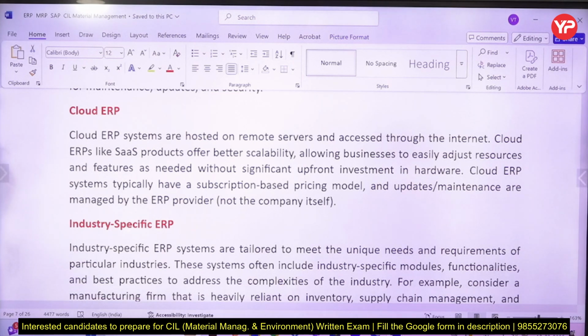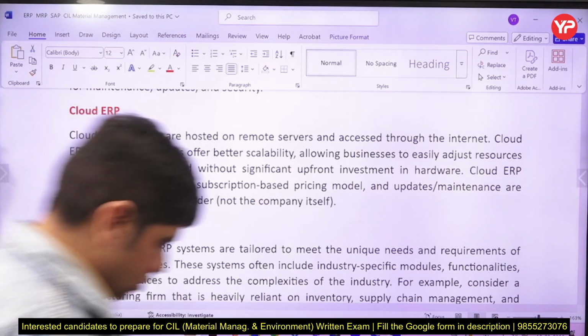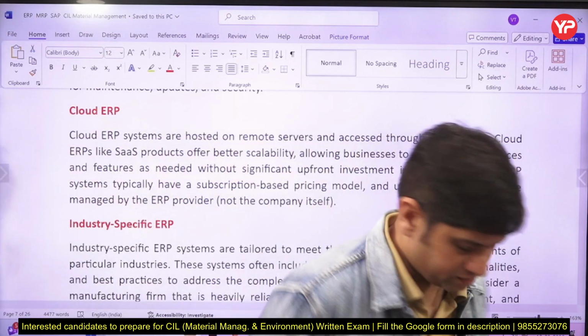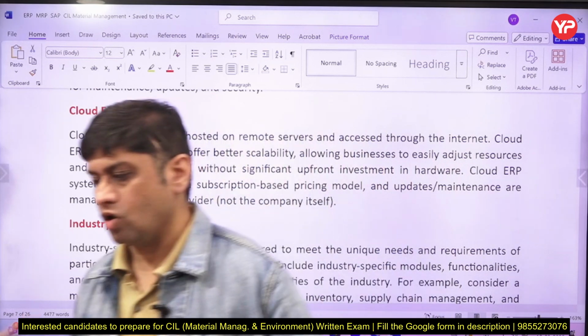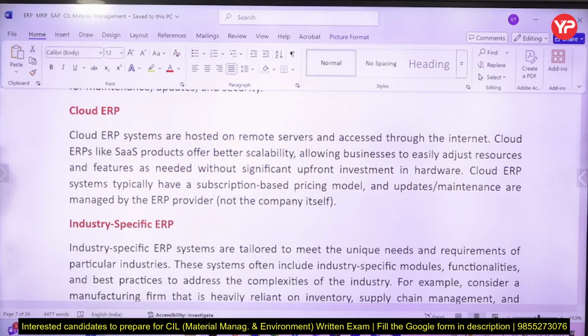SaaS product is the example of cloud ERP. मैं SaaS के बारे में डिस्कस करूंगा बाद में. SaaS products are cloud ERPs. So you do not need to invest a lot, you outsource it. Whenever you want to outsource, उसका मतलब ये होता है कि you need not invest a lot on the infrastructure. Suppose a lot of infrastructure is required, you need not invest a lot on it.